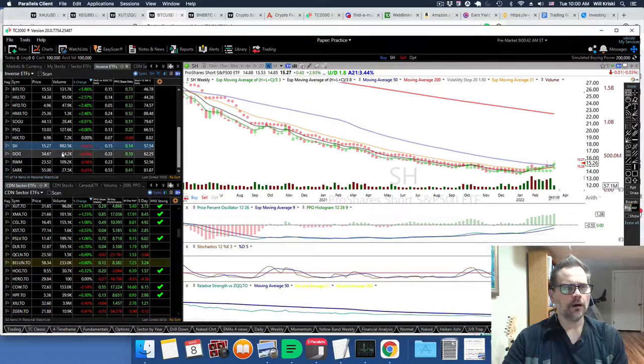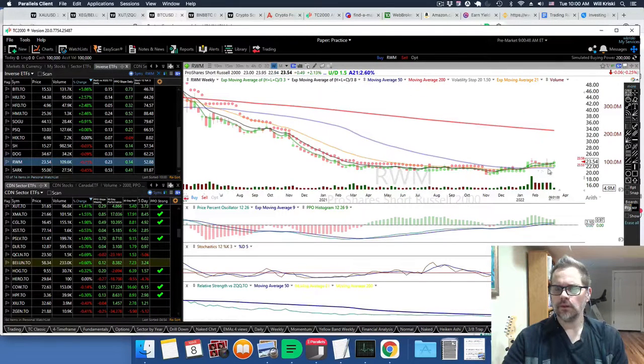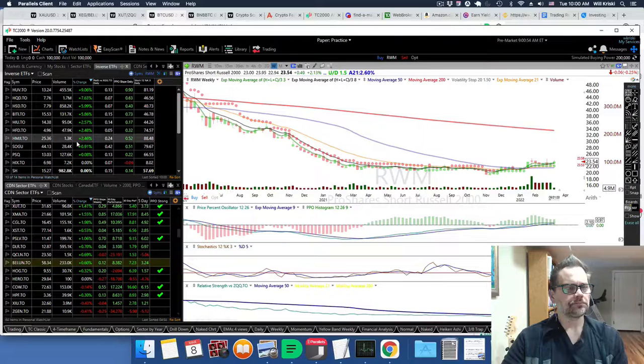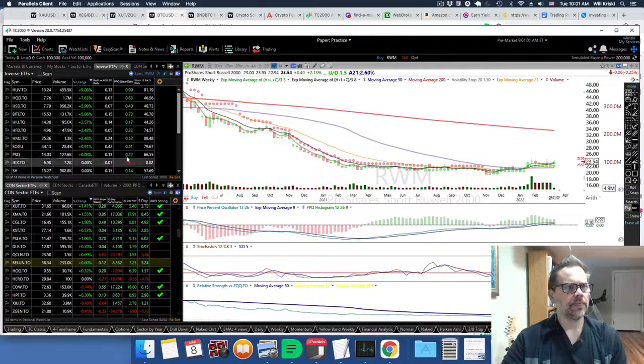We have DOG, which is the opposite of the Dow Jones. And RWM is the IWM inverse. So those are 4 ETFs you can look at. There's a whole bunch of other ones that have 2 or 3x inverse if you're interested in doing those.